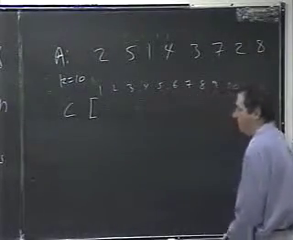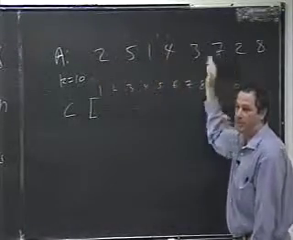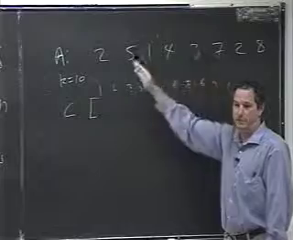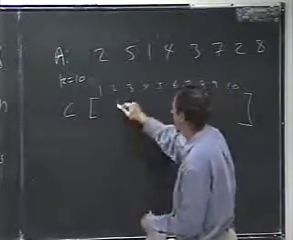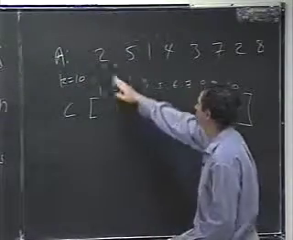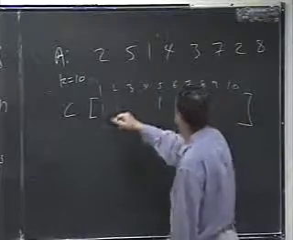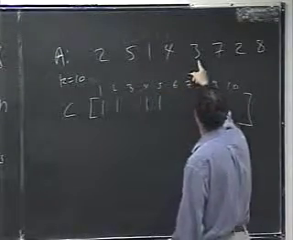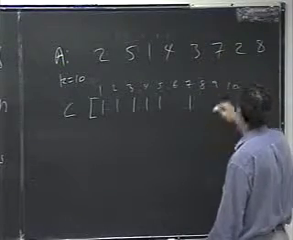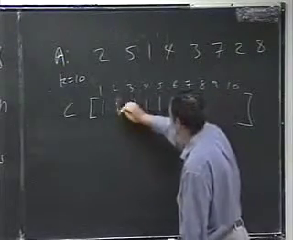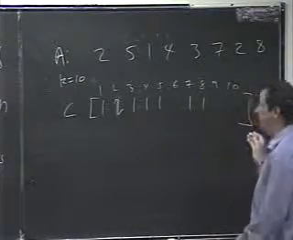All I want to do in C with this scan is to count the number of these distinct elements there are in A. That's really all I'm trying to do. I see a 2, so this becomes a 1 here. I see a 5, that becomes a 1. I see a 1, that becomes a 1. I see a 4, I see a 3, I see a 7. I see another 2, so finally something actually gets changed there. I see an 8, and I'm done.